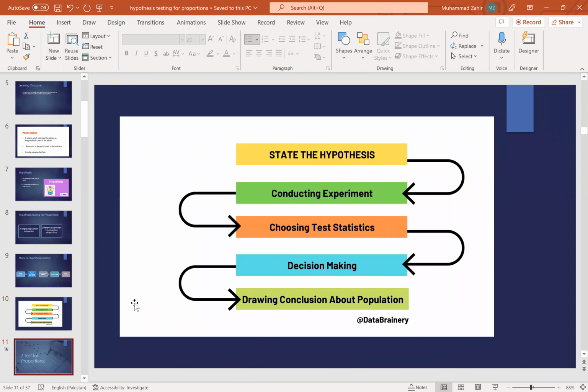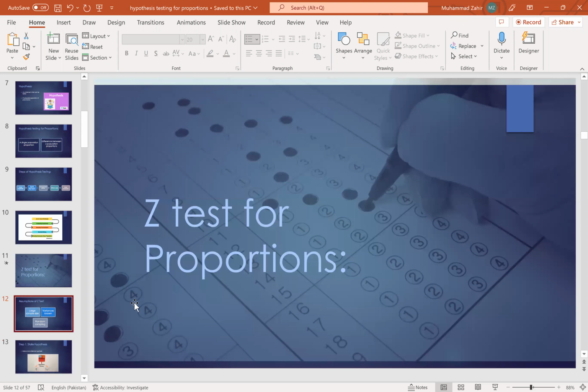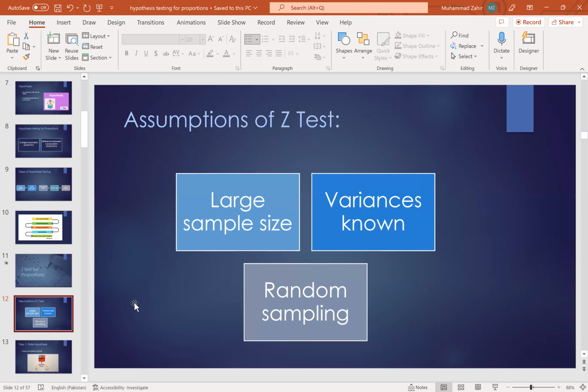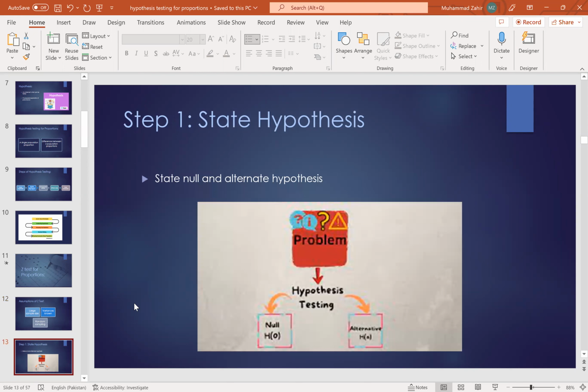Z-test for proportions. Assumptions of z-test: large sample size, number one, then the variance known, and random sampling. These are the three assumptions for z-test. Step one, state hypothesis: to state the null and alternative hypothesis.